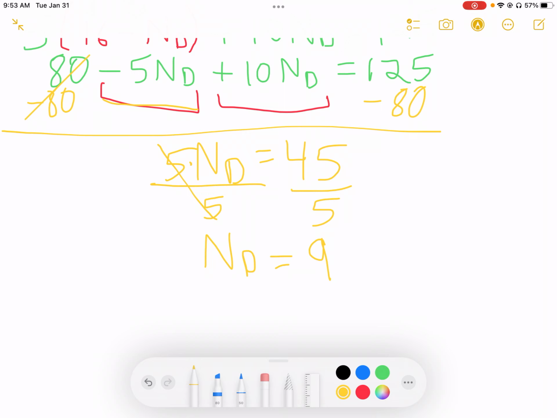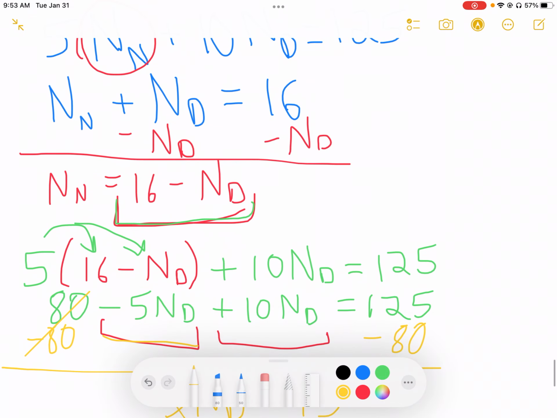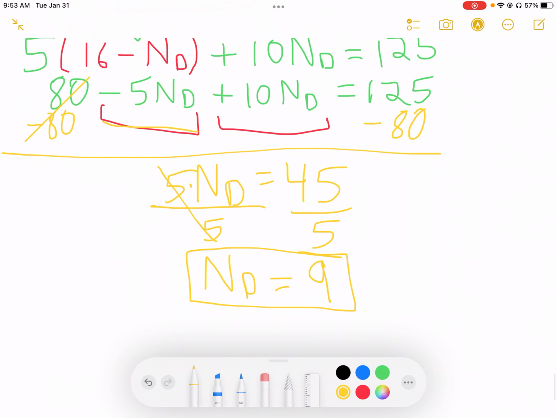I'm not quite done. This is part of my answer. My number of dimes is 9, but what they tell me at the beginning is that the number of nickels plus the number of dimes is equal to 16. So if that's 16, that means my number of nickels has to be 7. So now I'm finished with my answer.